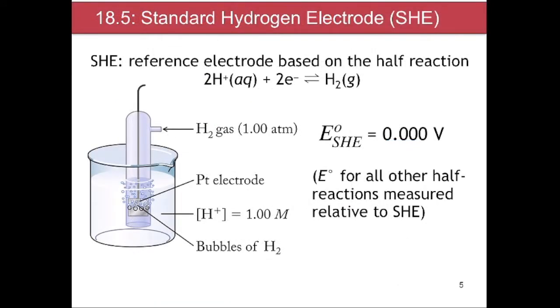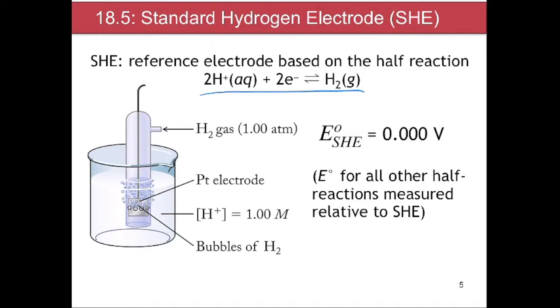Well, the answer is that all of these standard reduction potentials were measured in reference to another electrode, and that is called the standard hydrogen electrode, or the SHE. And the reaction of the SHE is shown right here.